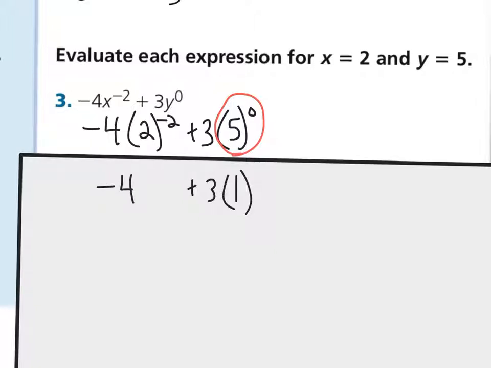On this first part, remember we're going to do exponents before we multiply, order of operations. So I'm going to go ahead and change this 2 to the negative 2nd power. That's the same as 1 over 2 to the 2nd power, 1 over 2 squared. And I know 2 times 2 is 4.